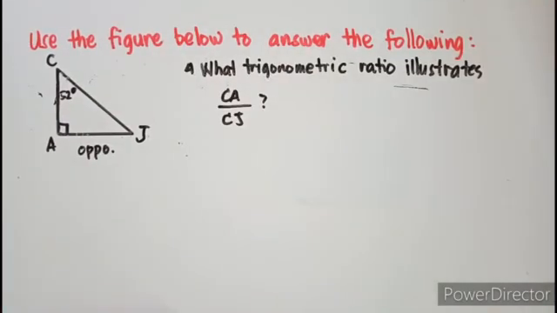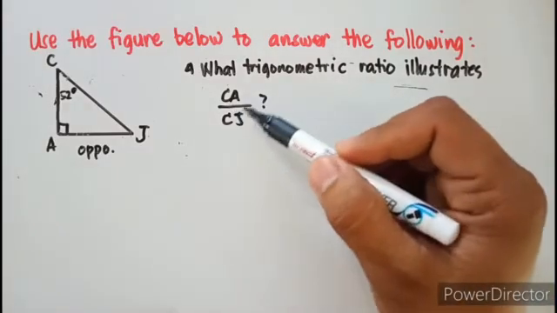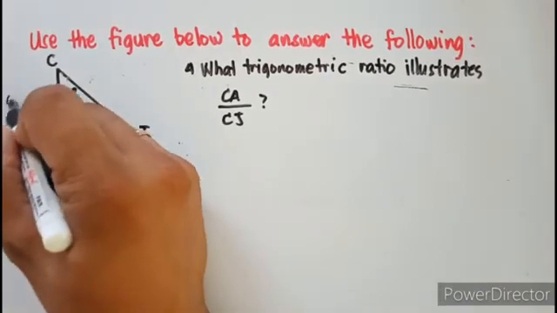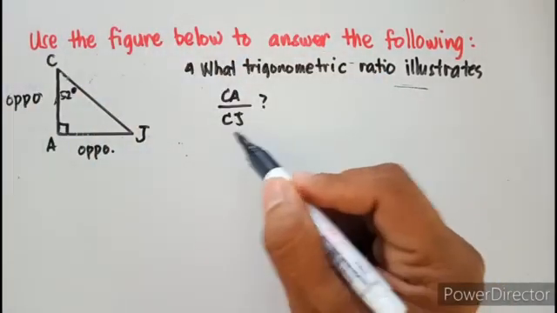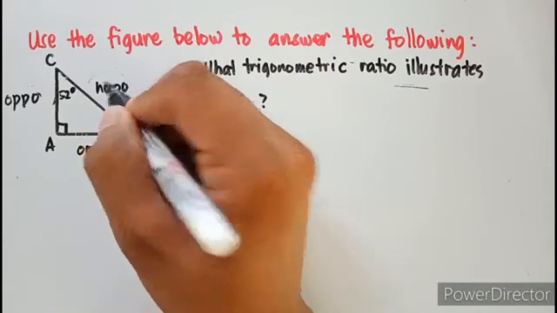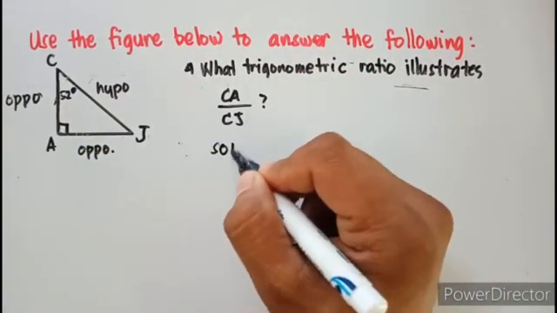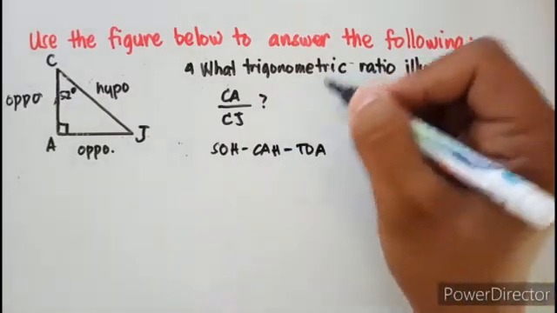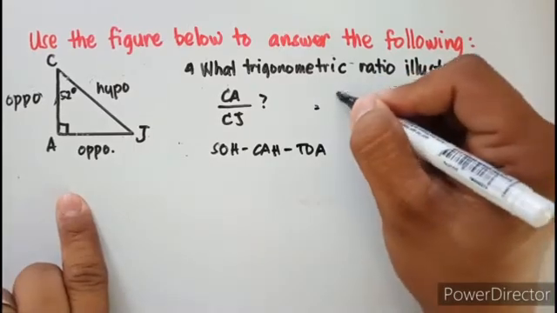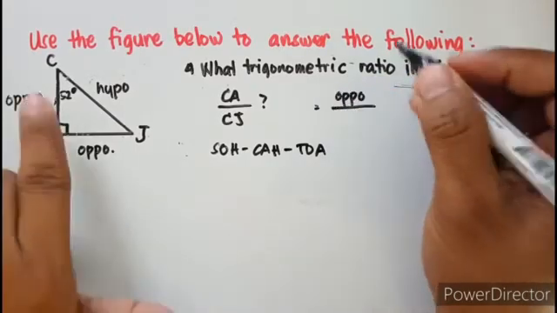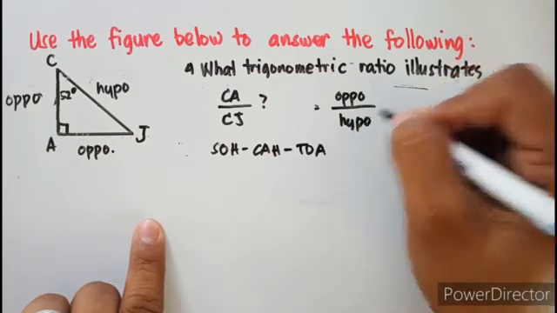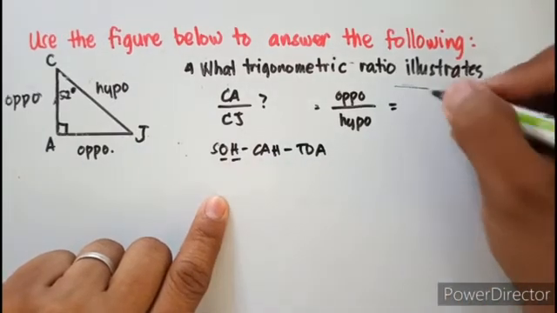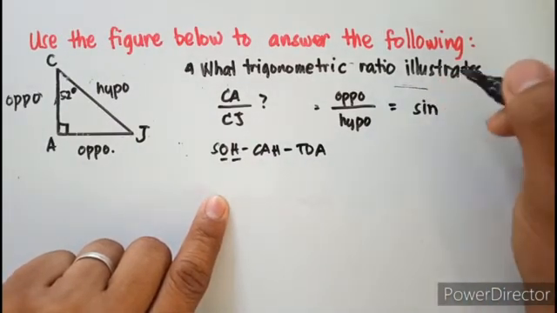Number 4, what trigonometric ratio illustrates CA over CJ? So based on our figure, our CA is the opposite, and our CJ is the hypotenuse. So in our SOHCAHTOA, so our given is CA, which is opposite, over CJ, which is the hypotenuse. So from our SOHCAHTOA, opposite over hypotenuse, that is sine. So our answer is sine.